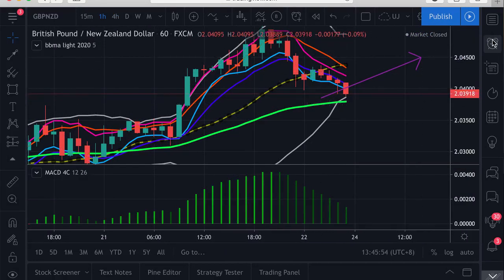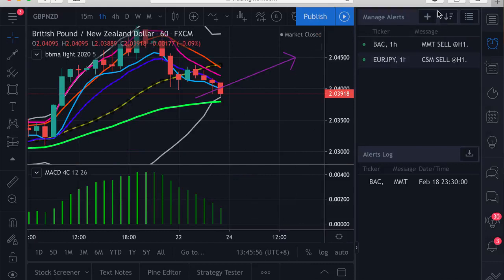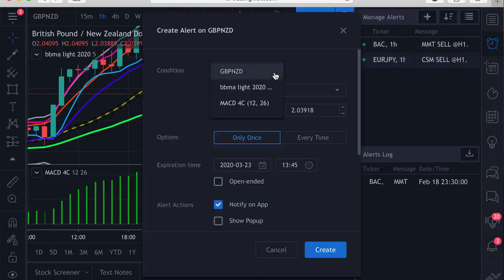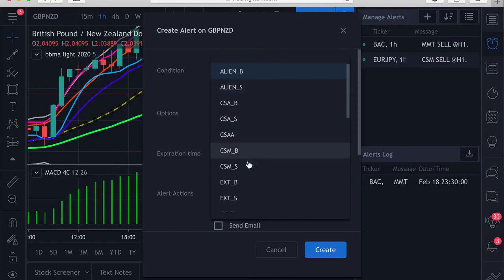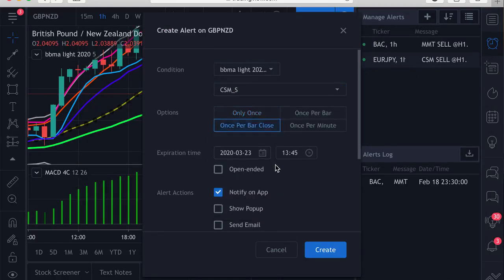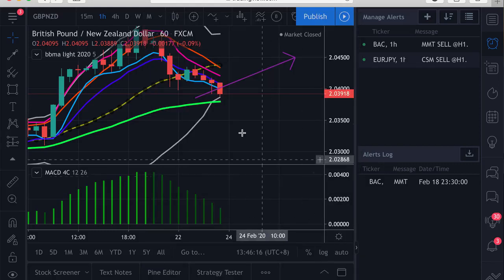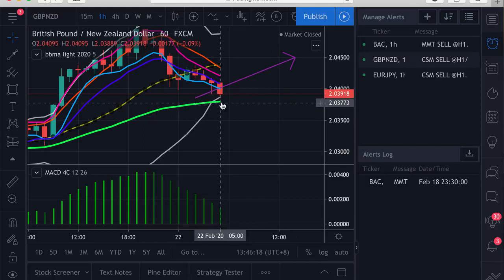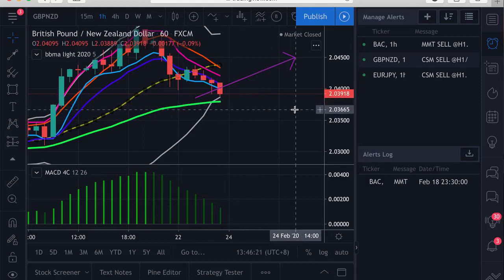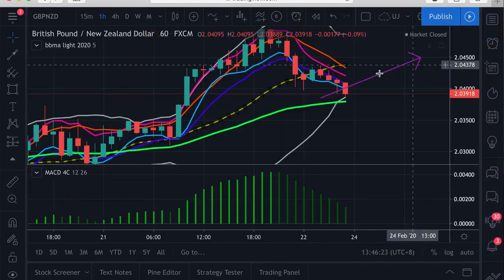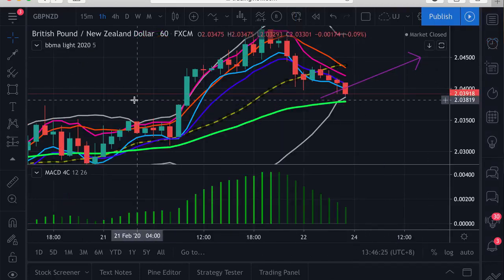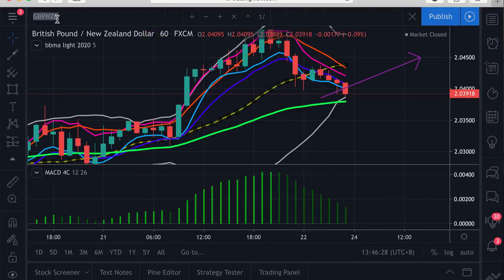So again, we're going to set our alert for GBPNZD. We look for CSM sell once per candle close, then check EMA 50. So we want to have a CSM sell and also this candle closing below the EMA 50 for our entry confirmation. So we have 2 alerts set for this week. And the last pair we're going to look at is gold.